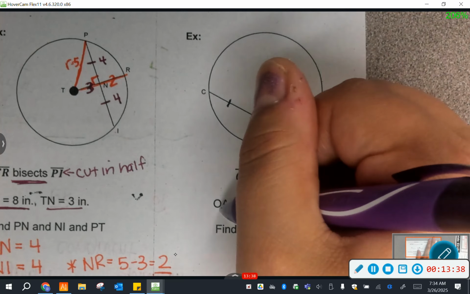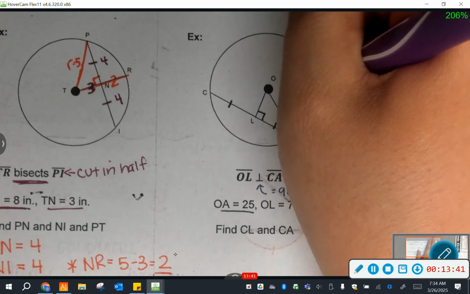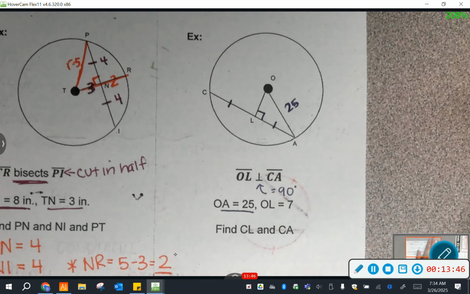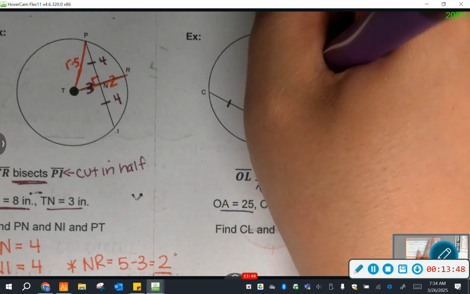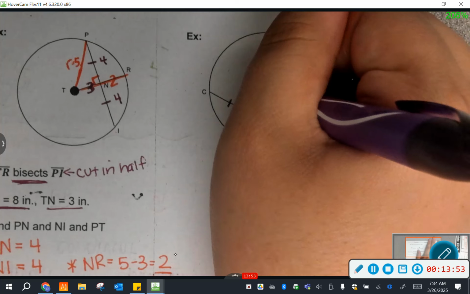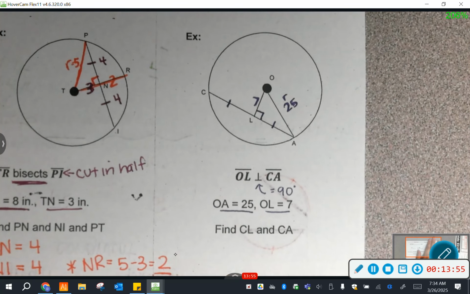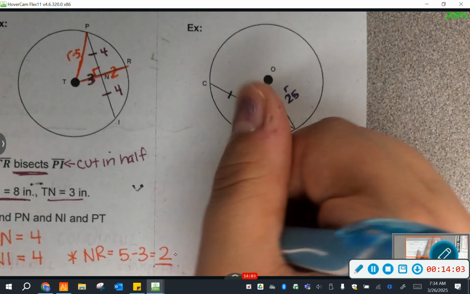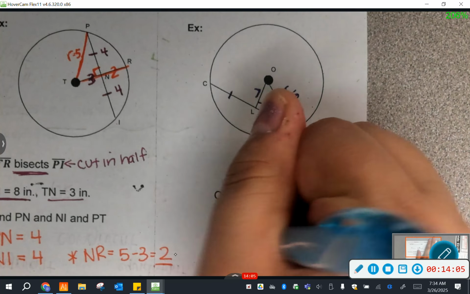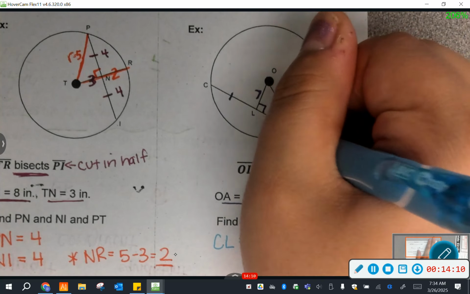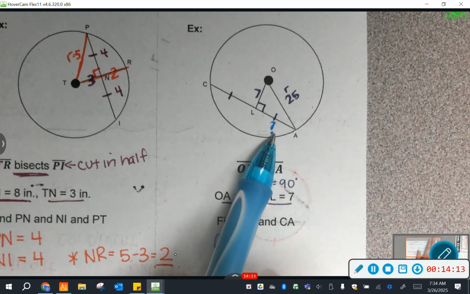It also tells me OA is 25, so I'm going to put 25. What else is OA? That's the radius. And OL is 7. How can I find CL and CA? I'm going to have to do Pythagorean theorem. I'm going to have to figure out what is this, what is LA right here?